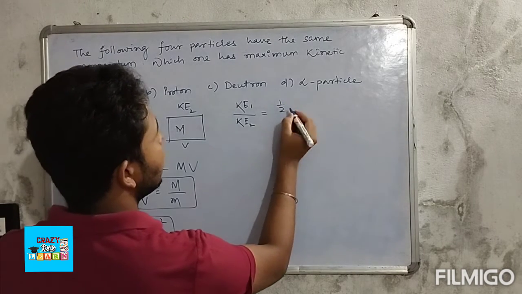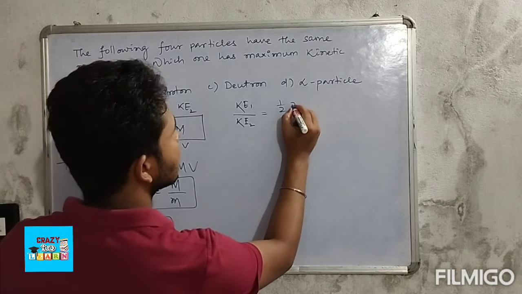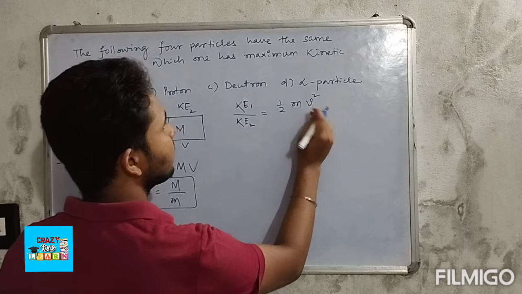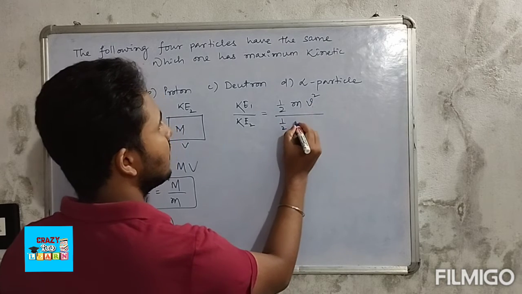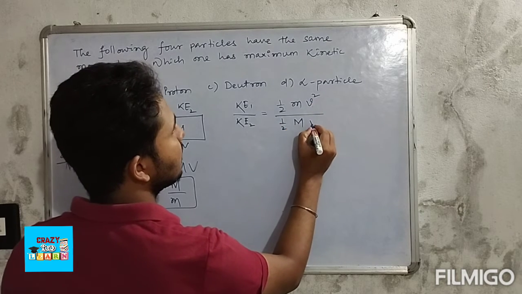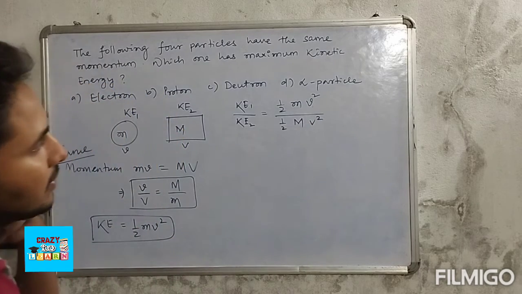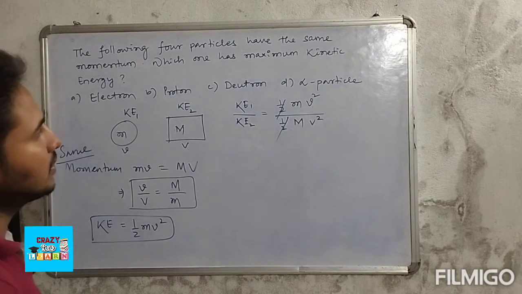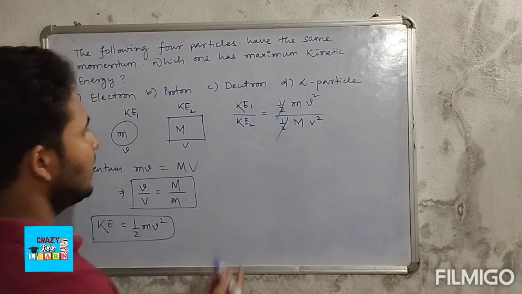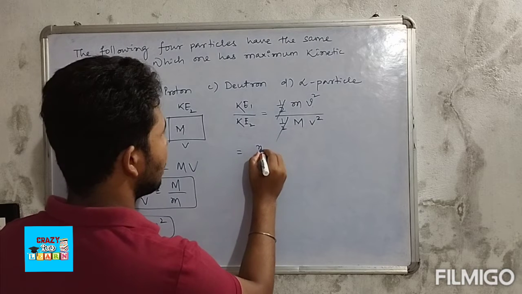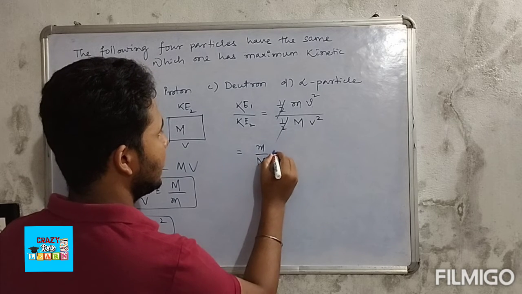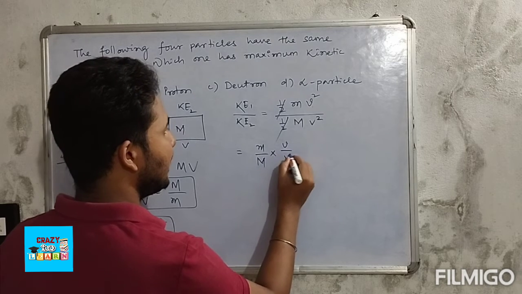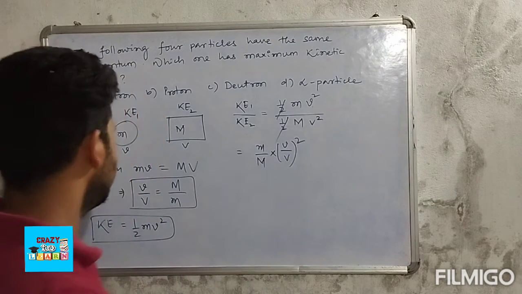So half into the mass of the first object, small m, and the velocity of the first object, small v square, divided by half into the mass of the second object, capital M, and the velocity of the second object, capital V square. Half cancels from the numerator and denominator. Now we will get small m divided by capital M into small v by capital V whole square.